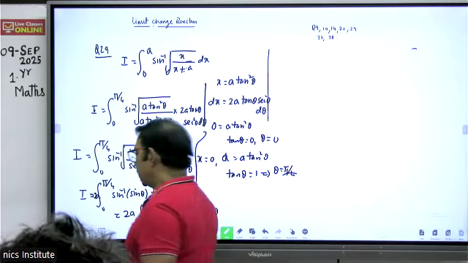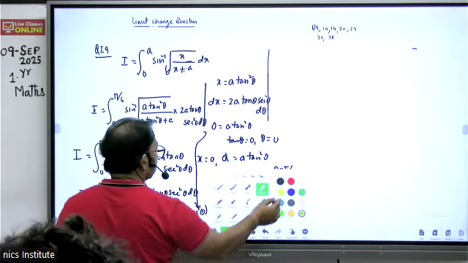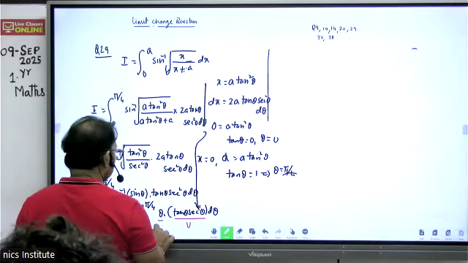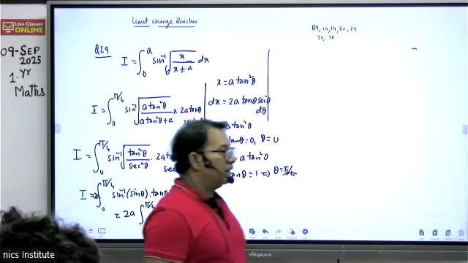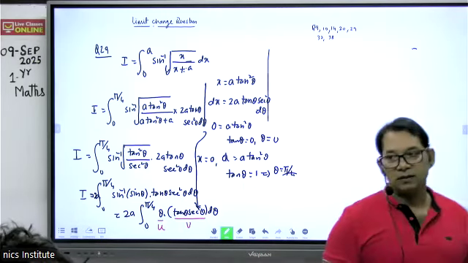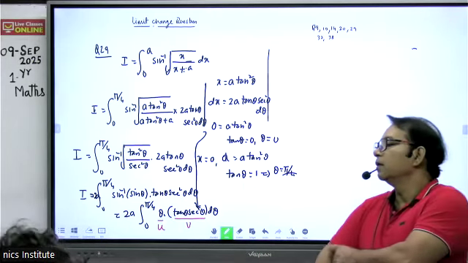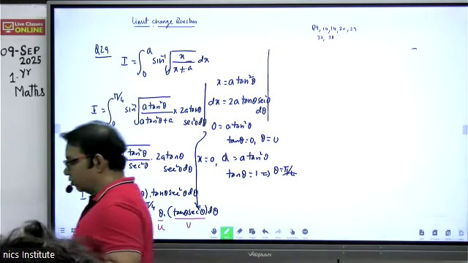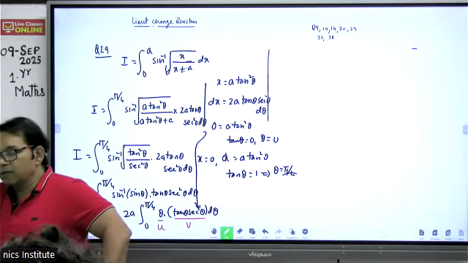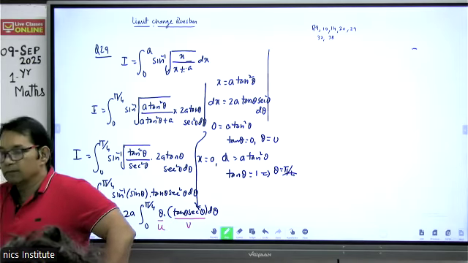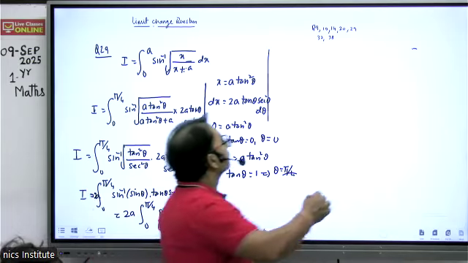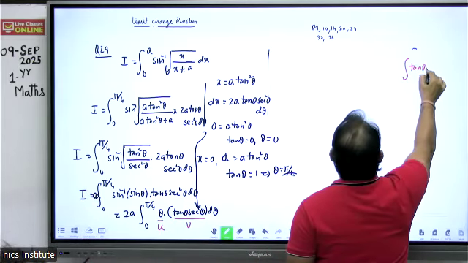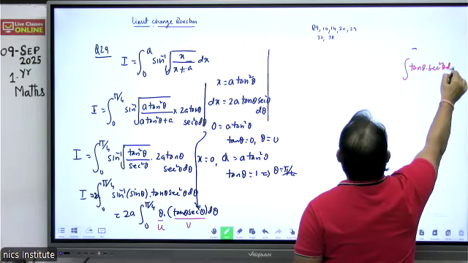This is a product of two functions. You have to use integration by parts. This is integrable, this is differentiable. Differentiate theta, integrate tan theta sec square theta. You can integrate tan theta sec square theta separately also, because this will be done by substitution.